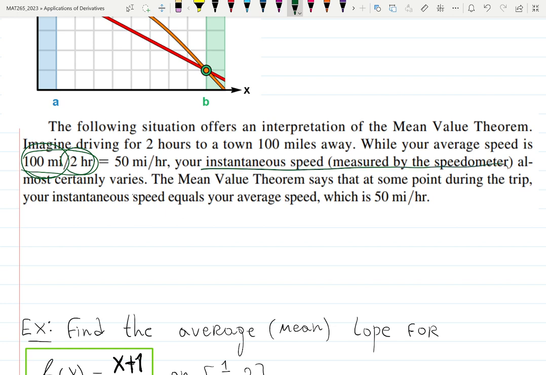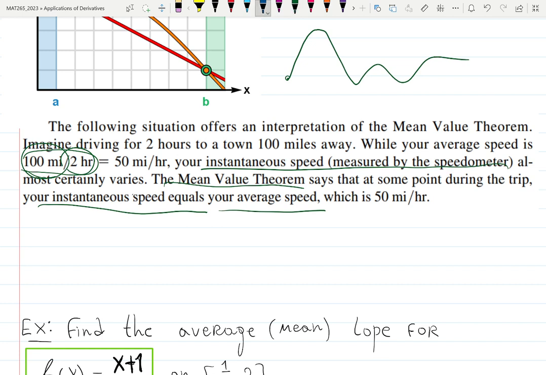How does the speedometer know your instantaneous speed right now? It uses math. It was different at all different times. But at some point, that's what the mean value theorem says. At some point during the trip, your instantaneous speed was the same as your average speed, which is 50 miles per hour. So your car was driving faster, slower, and then the average ended up being 50 miles per hour. But at some point during your trip, you had that speed. Maybe even several points, maybe over here, you had a speed of 50 miles per hour.